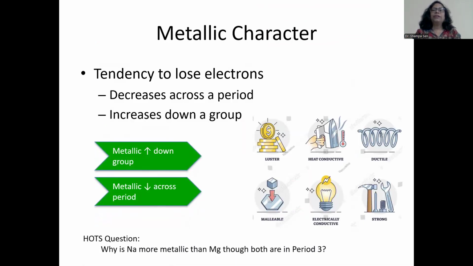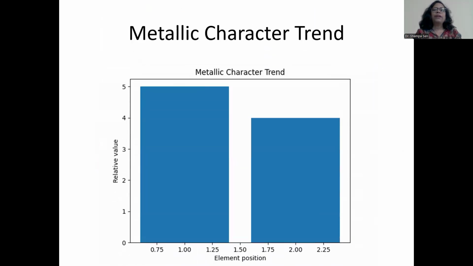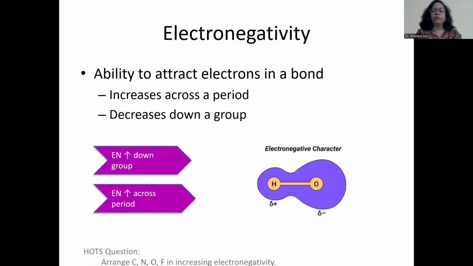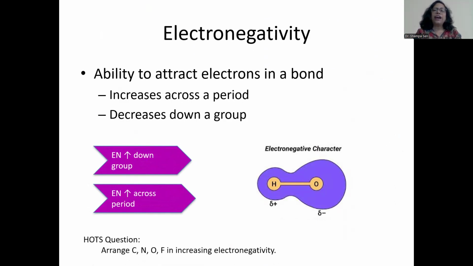Metallic character is defined as the tendency to lose electrons. It decreases across a period, increases down a group. Properties we have discussed already. The HOTS question for this slide is: why is sodium more metallic than magnesium, though both are in period 3? Then electronegativity: the ability to attract electrons in a bond. It increases across a period, decreases down a group. And the HOTS question: arrange carbon, nitrogen, oxygen and fluorine in increasing order of electronegativity.